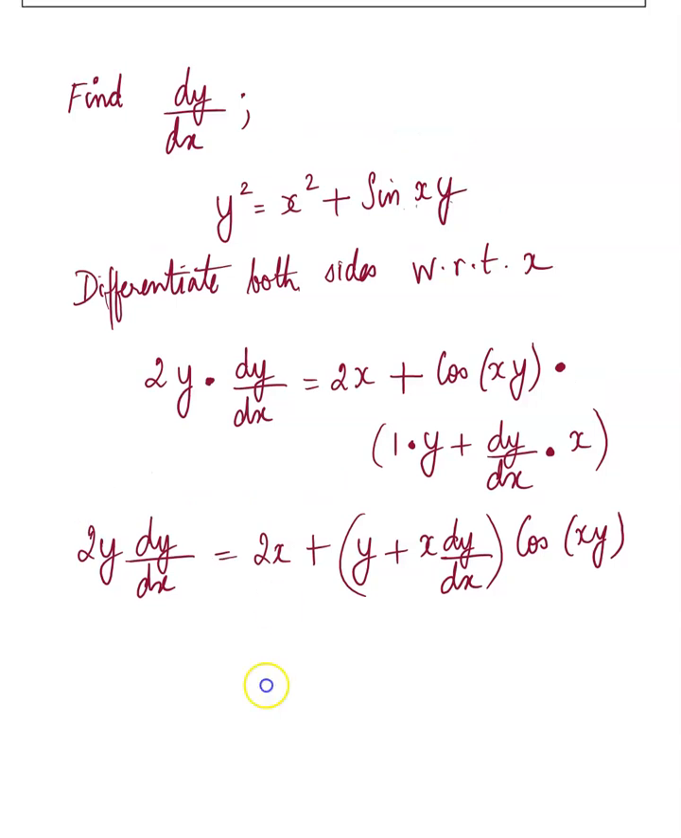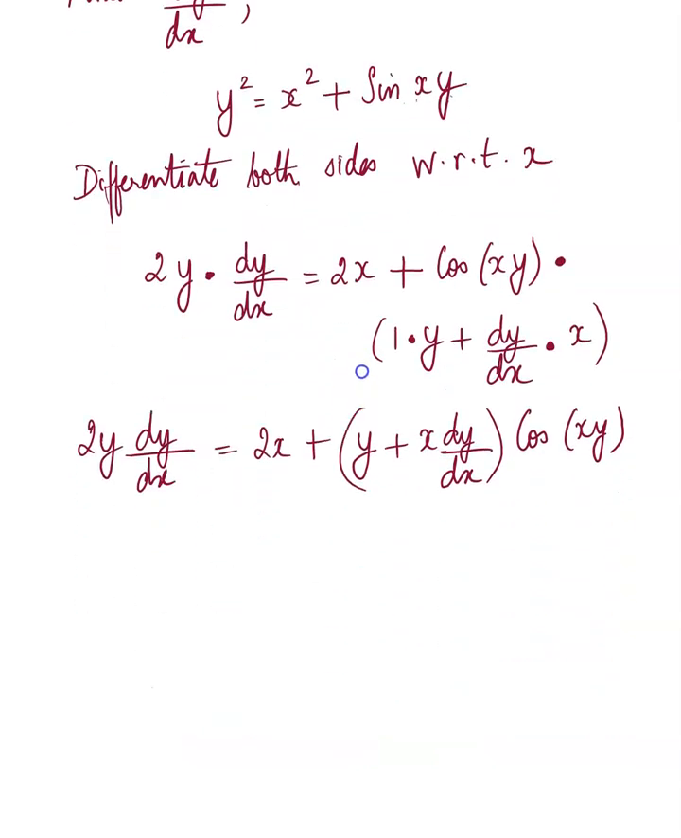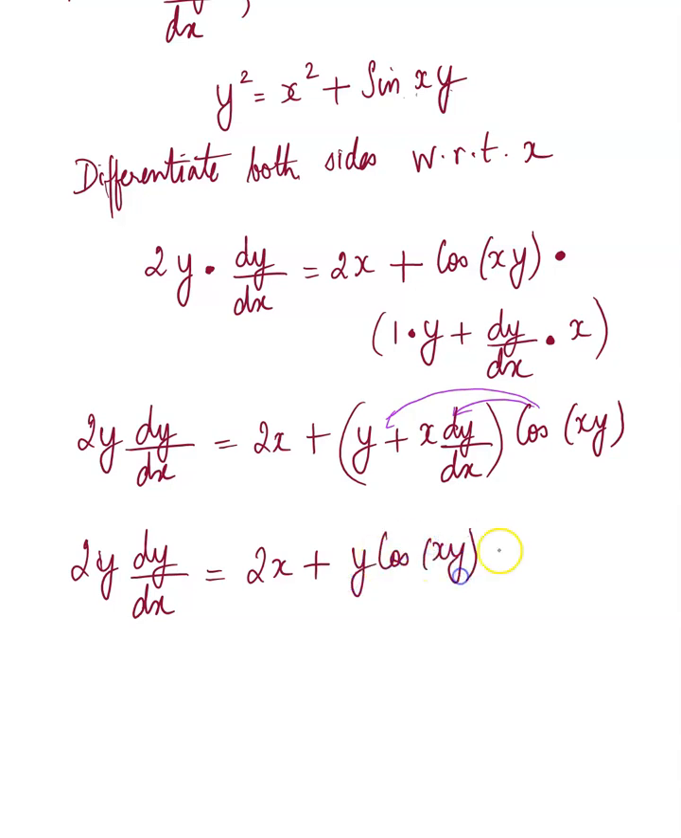All right, so that was step 1. Let's go to step 2. Step 2 says collect the terms with dy over dx on one side of the equation and solve for dy over dx. Okay, so the next step for me is to distribute this cosine xy with these two terms so that I can get the terms separated. That will allow me to collect all the dy over dx together. So the left side, I write it as it is, 2x plus y cosine xy plus x dy over dx cosine xy.